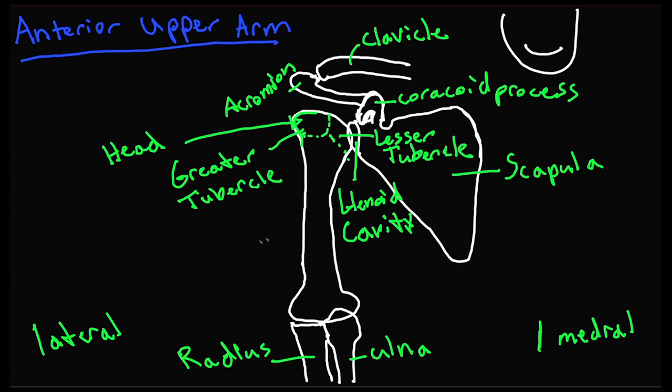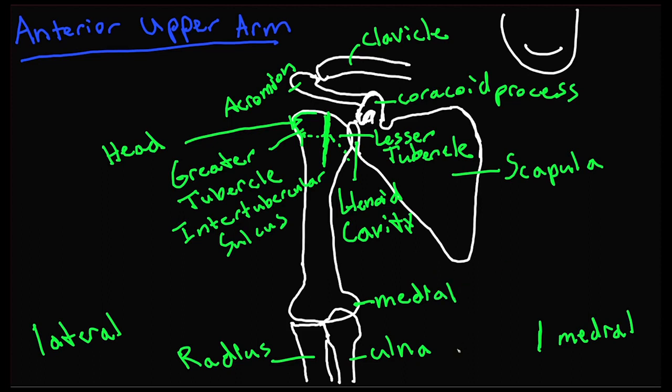Another important feature of the upper part of the humerus is the intertubercular sulcus. It lies right in between the two tubercles, which makes sense. Right here, and that's important for muscle insertions when we get to that. Some more important features here: this is going to be the medial epicondyle.